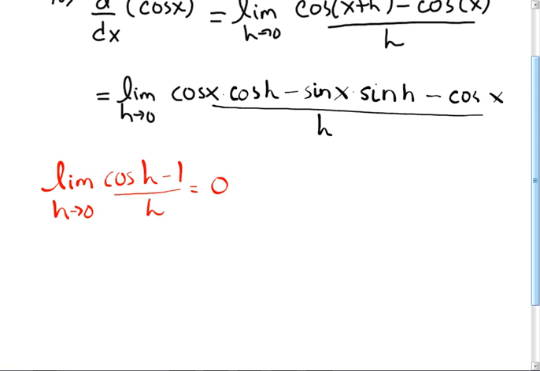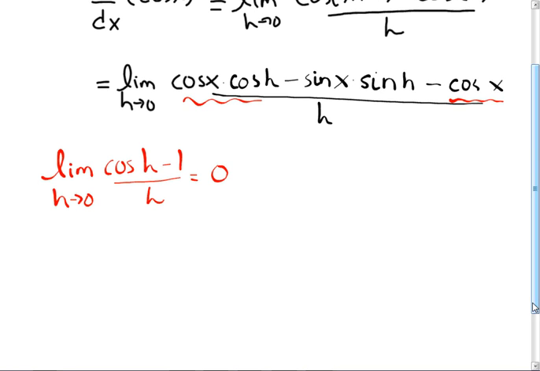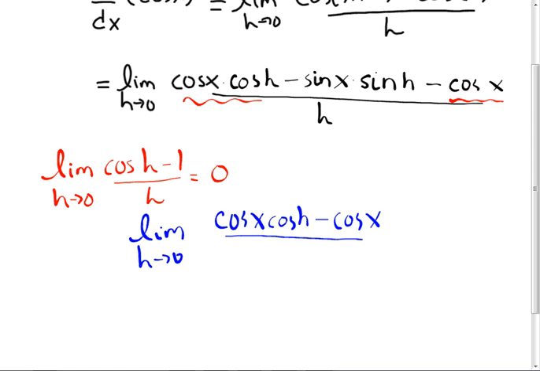Okay, so what I'm going to do is look at this term with this term. I'm going to reorder it. Might bother you, but I'm hoping not. And this is just algebra. It's the limit as h goes to 0, and I'm going to rewrite these as separate fractions. Cosine of x, cosine of h, minus the cosine of x, all over, well, I'll just leave it like this.